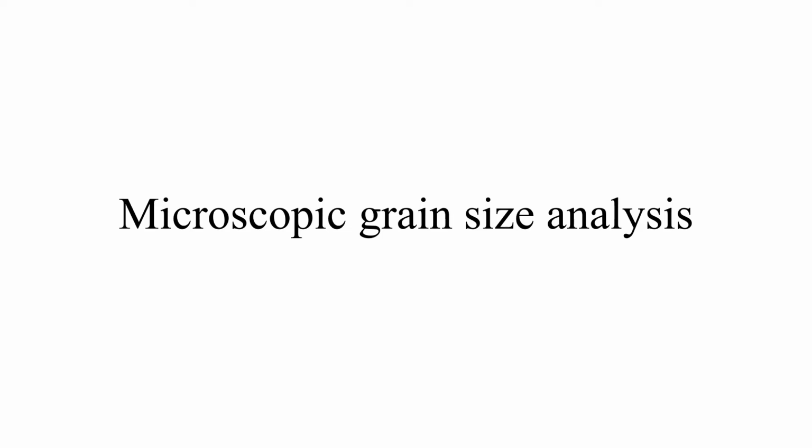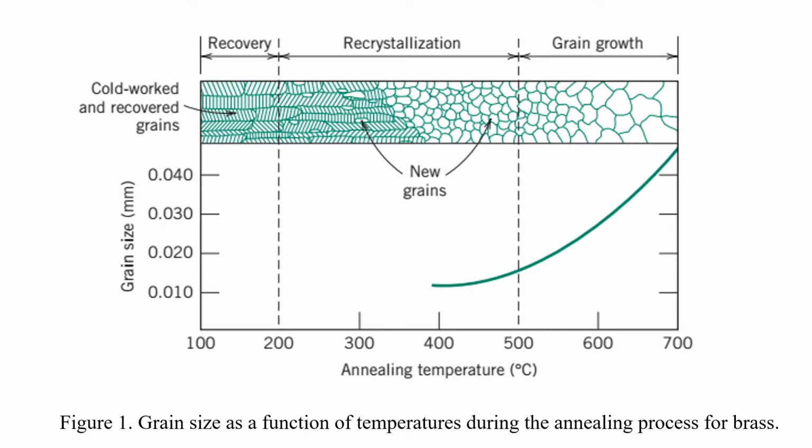Microscopic grain size analysis. Most metals are polycrystalline solids that are composed of a collection of many small crystals or grains with different crystallographic orientations. Fortunately, with optical microscopy, the microstructure of the grains can be studied by observing the differences in reflectivity of the various regions of the microstructure.